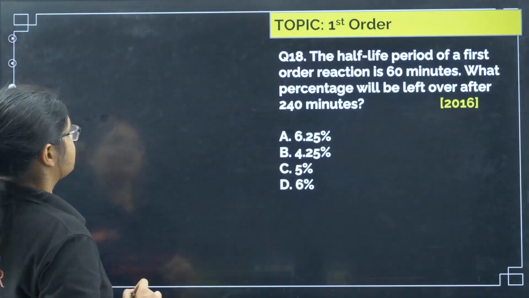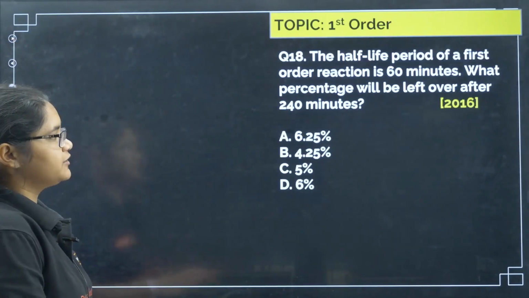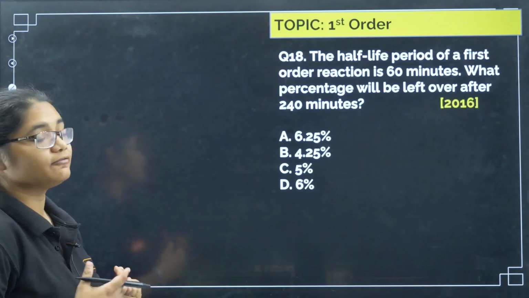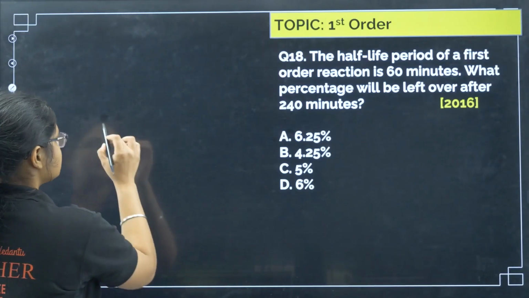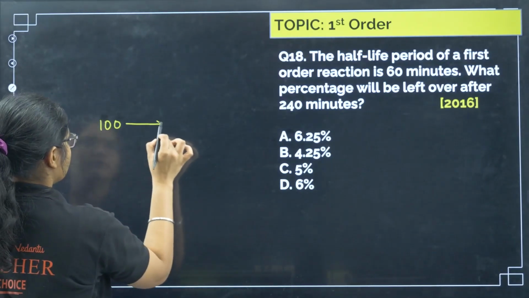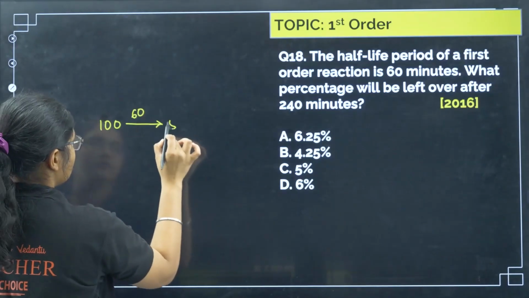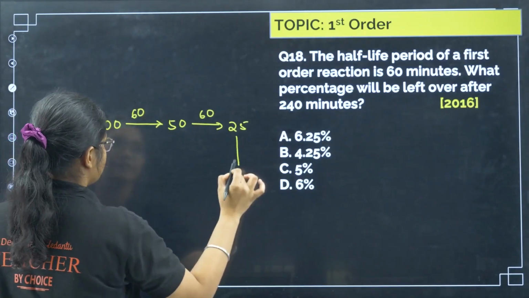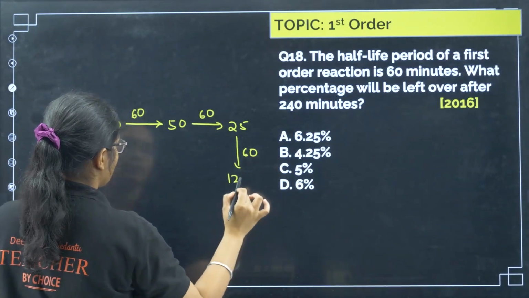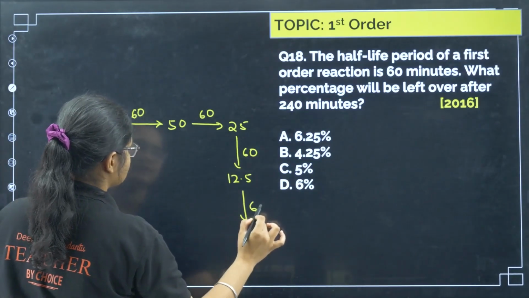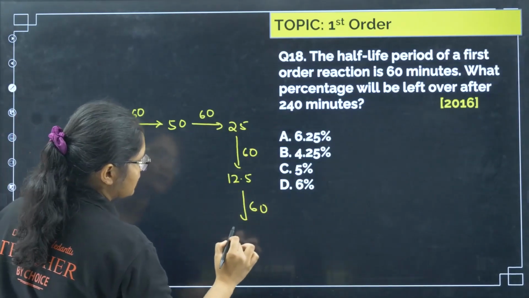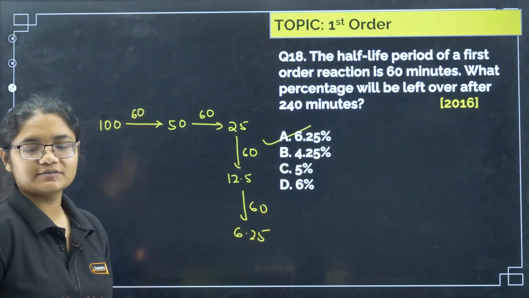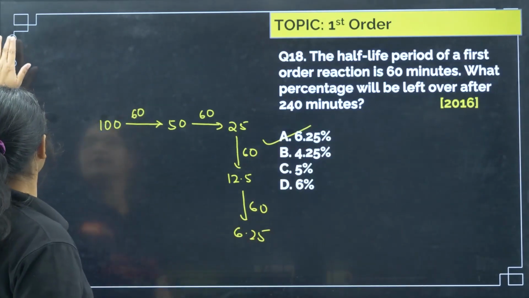Okay, next, the half-life period of a first order reaction is 60 minutes. What percentage will be left over after 240 minutes? Suppose you started with 100. With the first 60 minutes we got 50, with the next 60 minutes we got 25, with the next 60 minutes we got 12.5, with the next 60 minutes, that is 60 into 4, 240, we will get 6.25. So how much percentage will be left? 6.25, that is option number A.